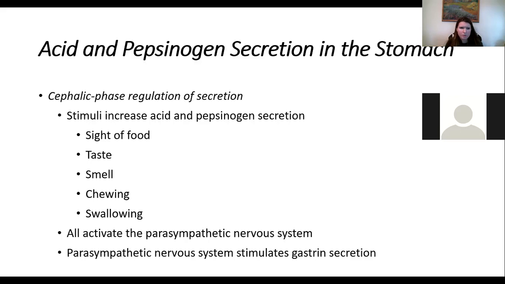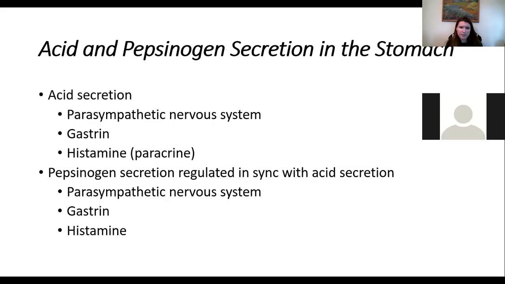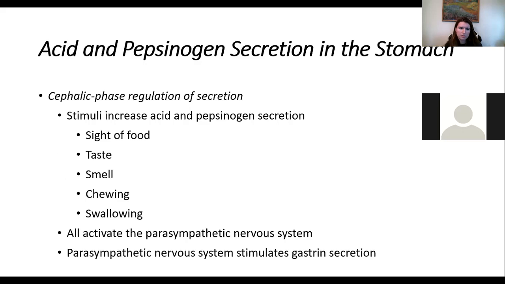So I'm going to scroll back for a sec. Remember that both parasympathetics and gastrin increase acid secretion and pepsinogen secretion. So these cephalic phase stimuli do two parts of that, right? We have our parasympathetic nervous system, and that has a direct effect on the stomach and affects secretion. And then the parasympathetic nervous system also stimulates gastrin secretion, which then goes and affects the stomach as well.